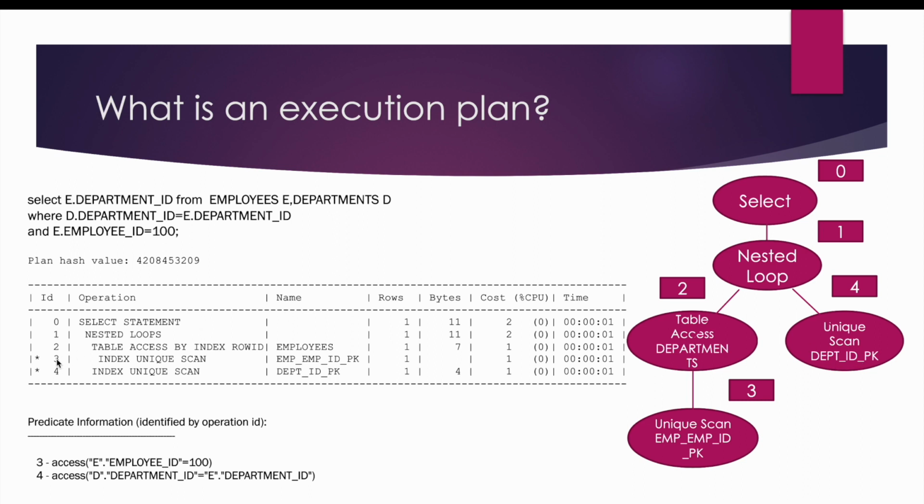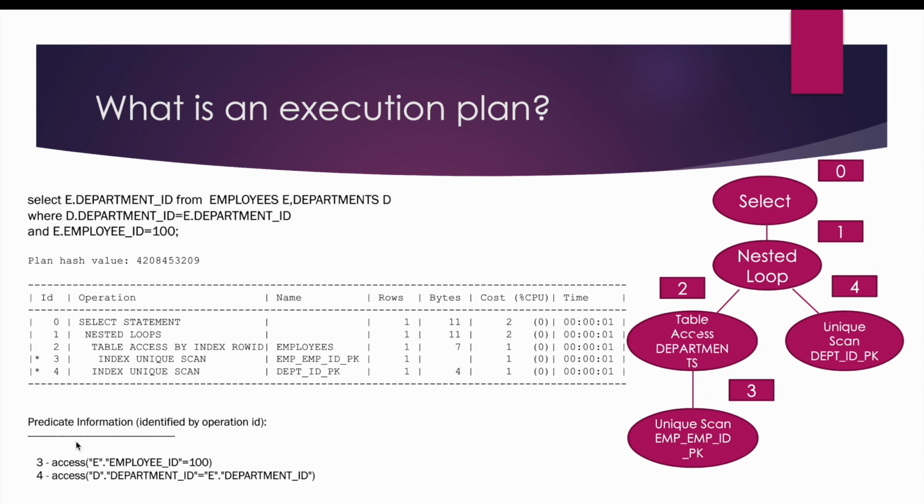The last operation left is operation number 3. Operation number 3 is the child of operation number 2 because it is indented towards the right of operation number 2. So 3 becomes a child of 2, and we have written operation number 3, which is using the unique scan on emp_id_pk, under operation number 2.